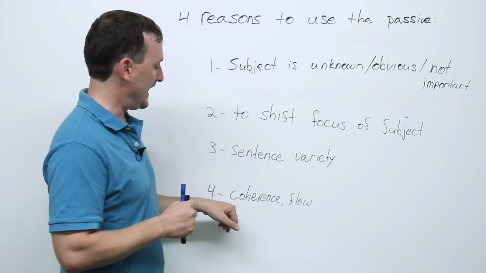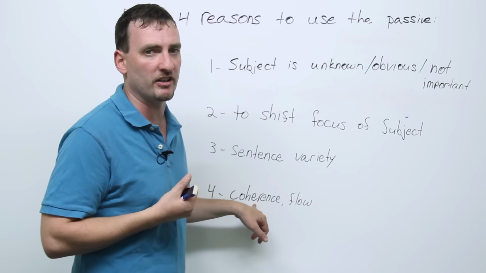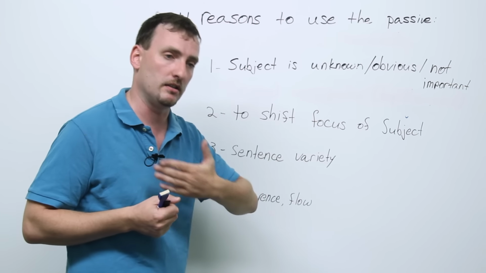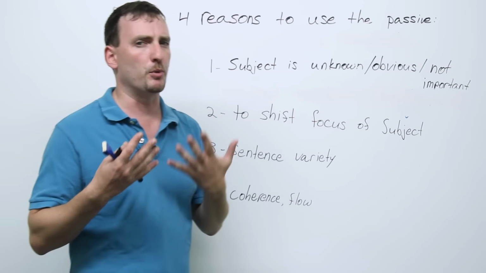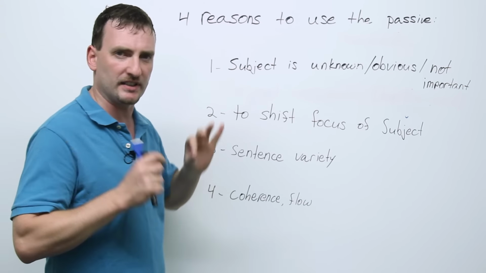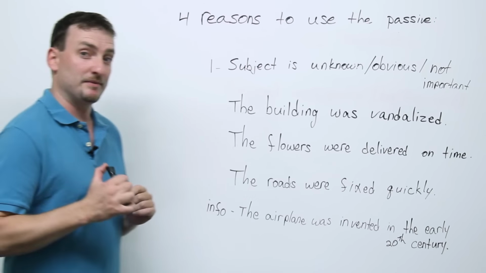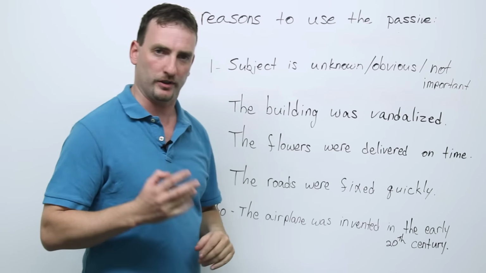Trust me. And the last reason is for coherence, to make it something very understandable, and flow, to make your, especially writing, flow from one sentence to the next, one idea to the next. Makes it more enjoyable for the reader. Now, let's look at some specific examples of each one of these reasons. Okay, so let's look at subject is unknown, obvious, not important first.